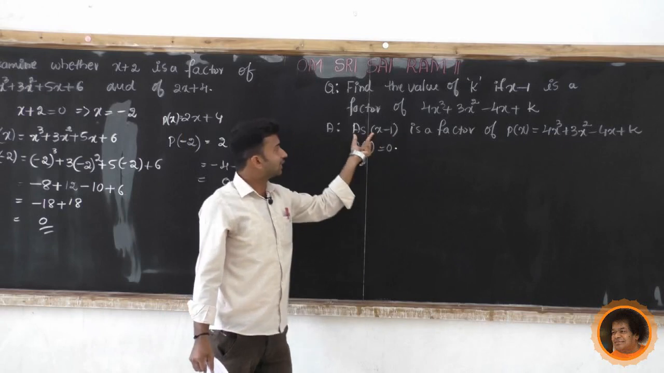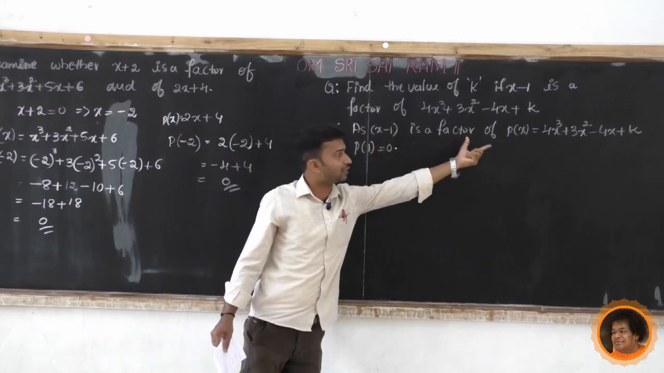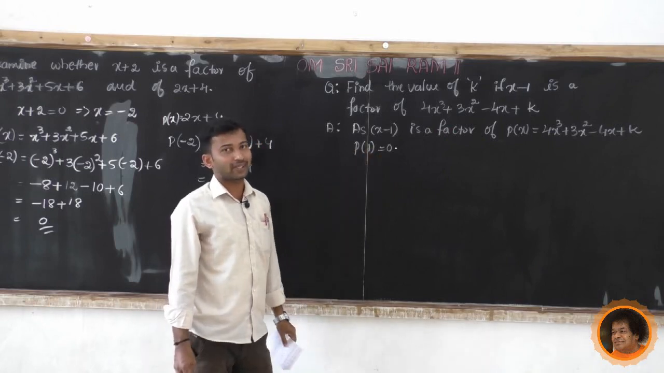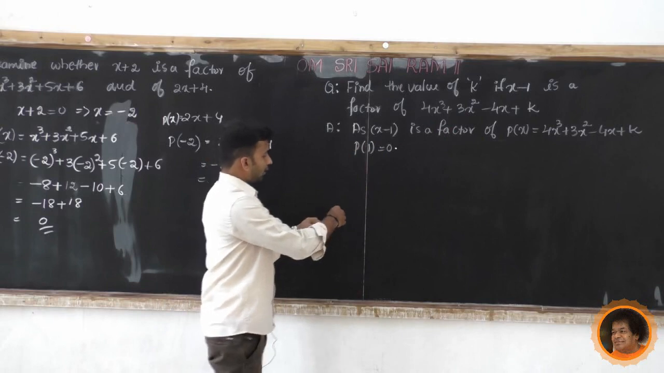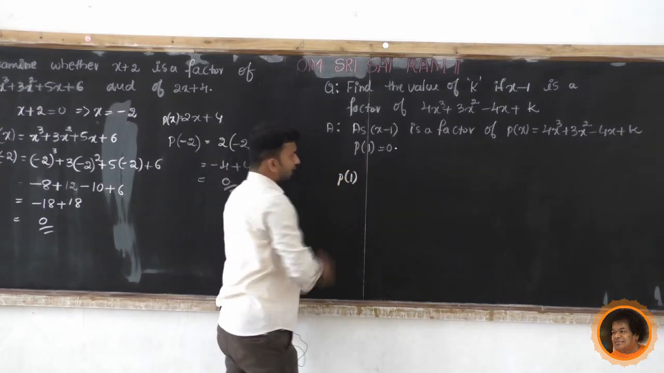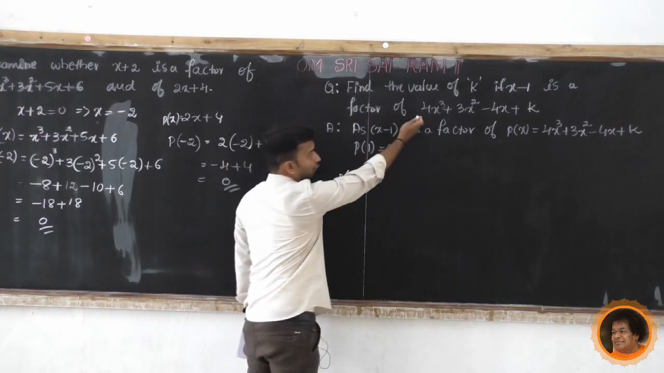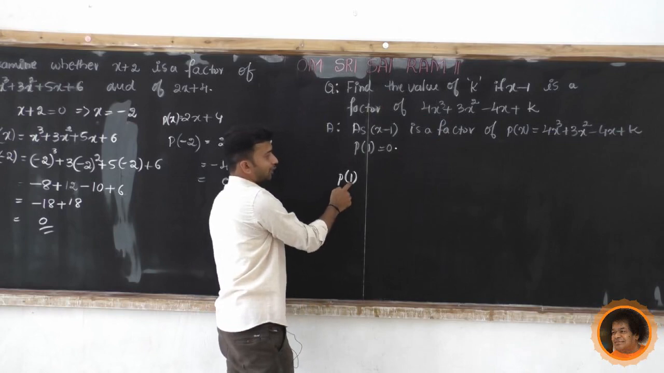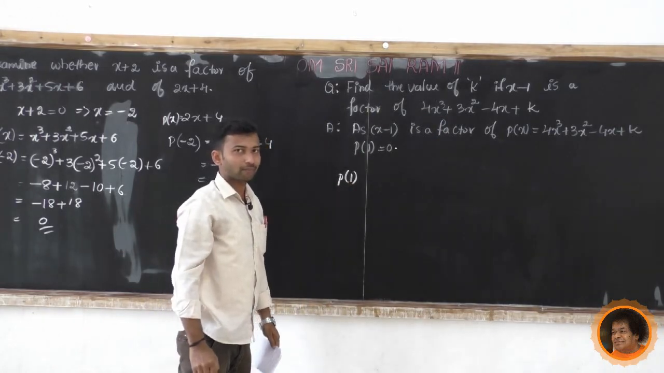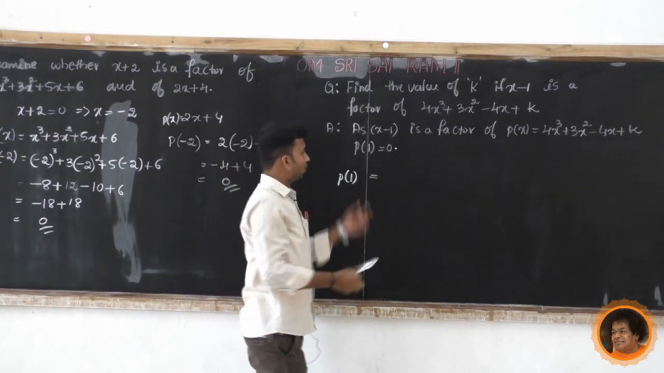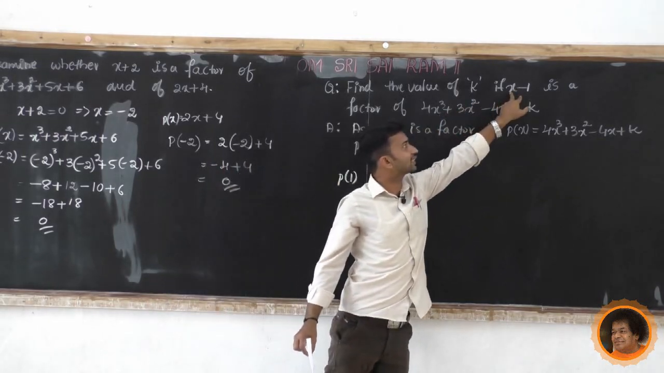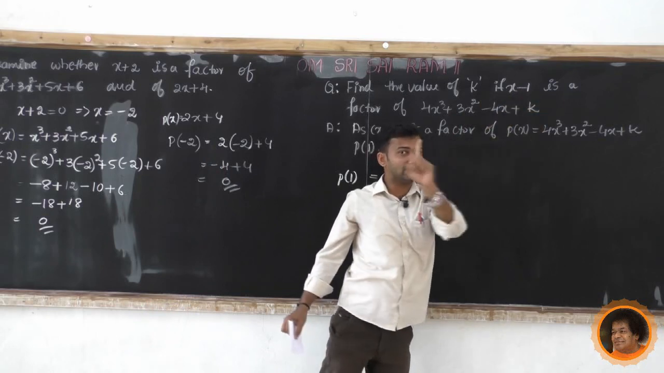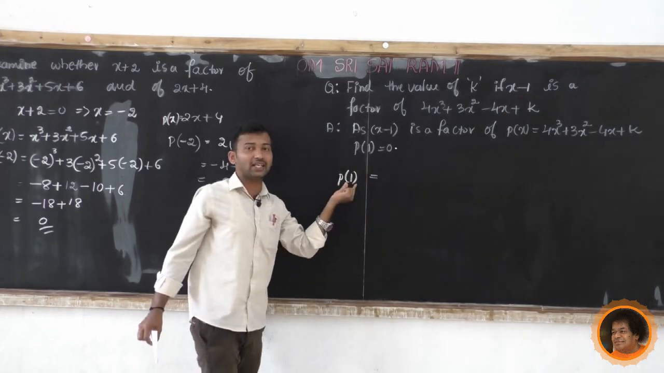Applying the same, x minus 1 is a factor of the polynomial, so p of a equals 0, or p of 1 is equal to 0. Let the polynomial p of x be equal to 4x cubed plus 3x squared minus 4x plus k. By substituting 1, we get: 1 is the real number, because the zero of the polynomial x minus 1 is 1. Therefore, we substitute 1 in this polynomial.